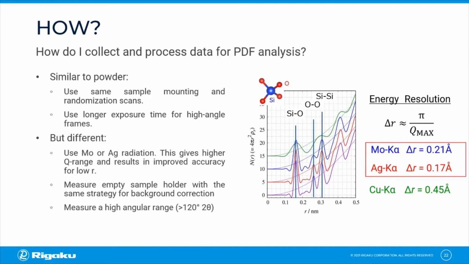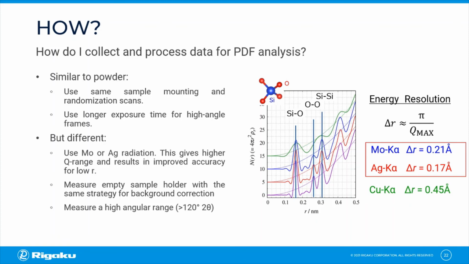How can we do it? How can I collect and process data for PDF analysis? To some extent, the experiments are very similar to usual powder experiments. We use the same mounting and randomization scans, and we use longer exposure times for high angle frames.